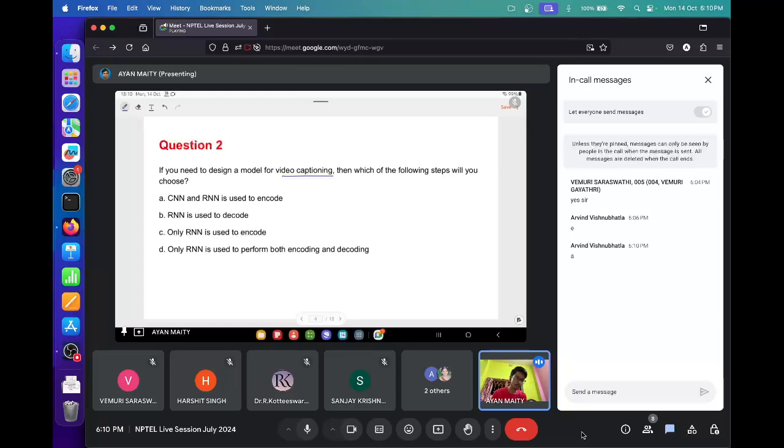Arvind Vishnu Bhatla says option A, CNN and RNN is used to encode. Any other answers?